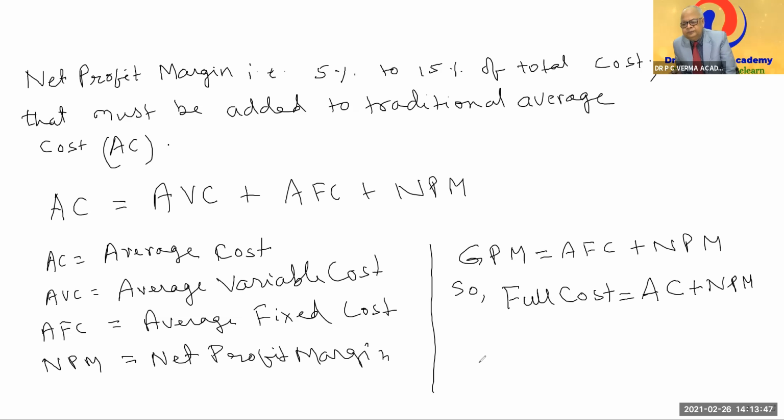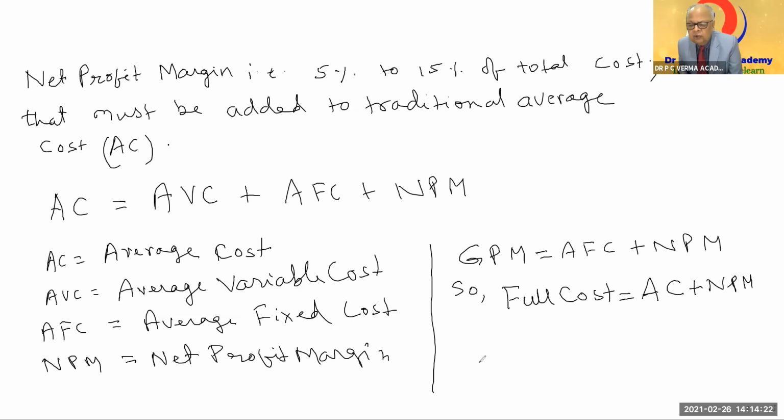What you have done? Sir, I have written this only, but in yesterday's class, you have written that full cost equal to TFC plus NPM plus TVC. That I want that you should correct it. Okay, sir. Convert average cost. Just strike out there and put average cost is equal to AVC, AFC, and NPM. Yes, sir. Corrected? Yes, sir.